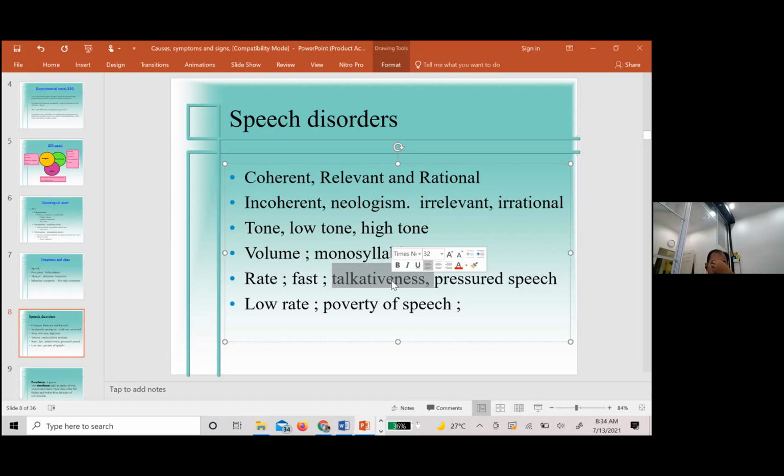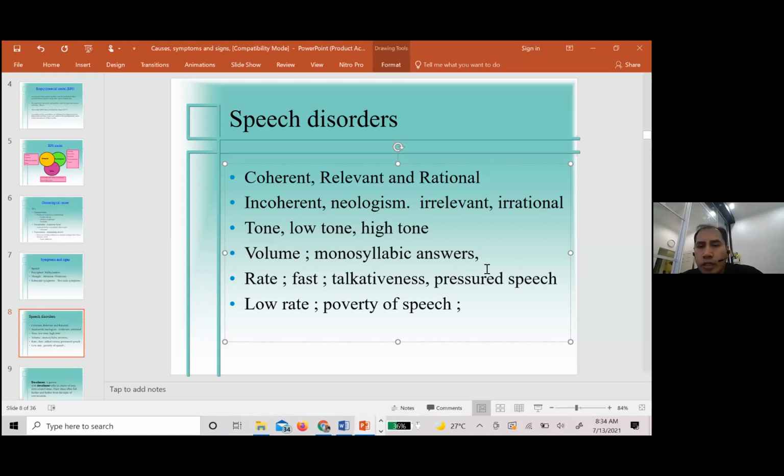Non-stop, no stopping at all. So what is the difference between the two? Okay, pressure. I think talkativeness, the patient is in a high state, feeling very euphoric. But in pressured speech, the patient is in a state of fear. So that's a bit different, I think.